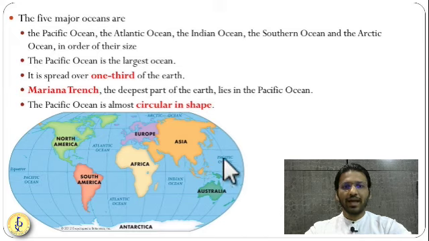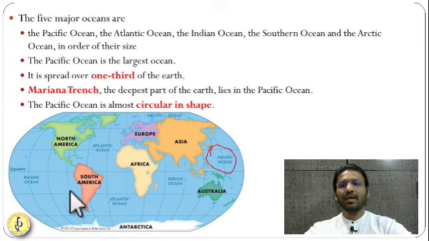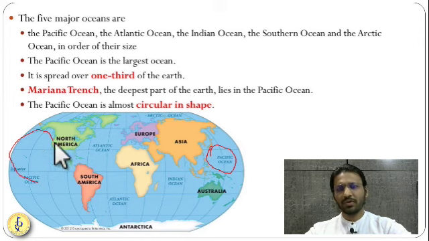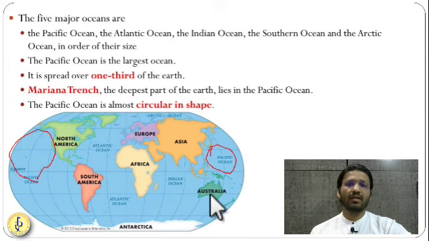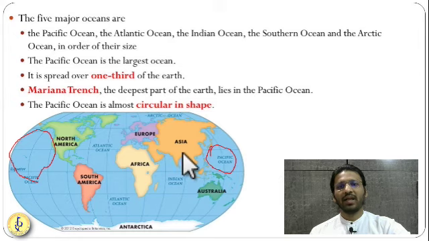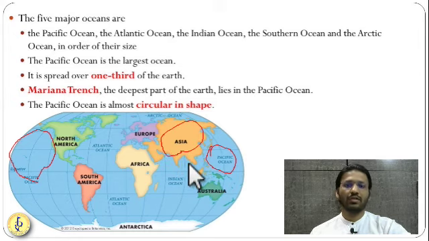Out of them, Pacific is the biggest ocean on the earth. It is almost circular in the shape. It is very huge. It's like almost one third of the space is occupied by this ocean. Similarly, we have seen like Asia is also occupying the one third space on the surface of the earth.